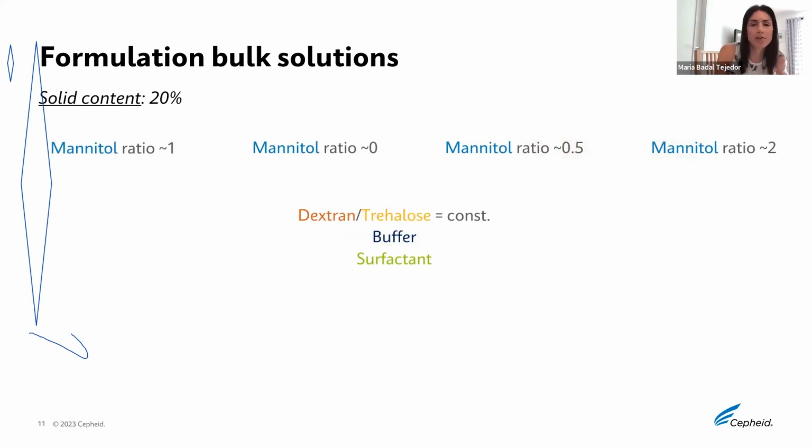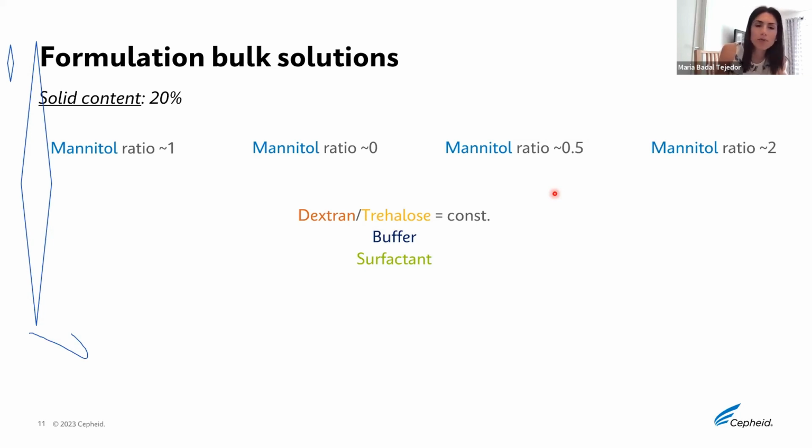So these are the 4 different systems that we are going to investigate when the solid content is 20%. We have changed the mannitol ratios. So we have a mannitol ratio of 1. We have no mannitol in the formulation. And then we have a very low mannitol ratio of 0.5, and then a high mannitol content when the ratio is 2.